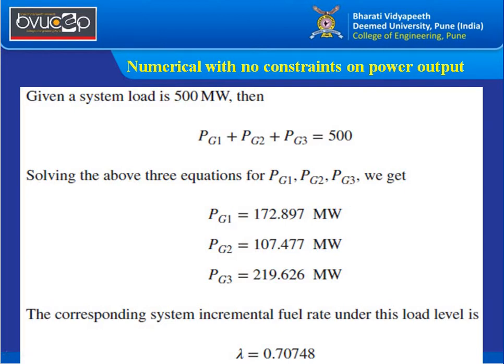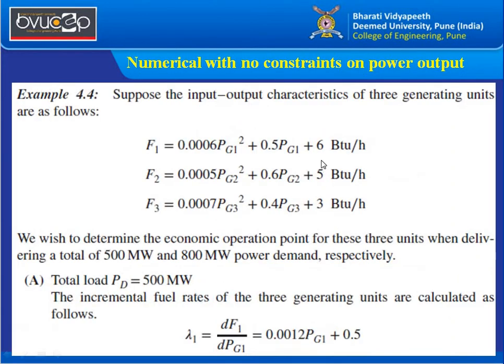When we solve these three equations, we get Pg1 equal to 172.897 megawatt, Pg2 is 107.477 megawatt, Pg3 is 219.626 megawatt. So what is the case here? The three are not equally distributed. Why is it not equally distributed? It is because of these particular functions given at the initial stage.